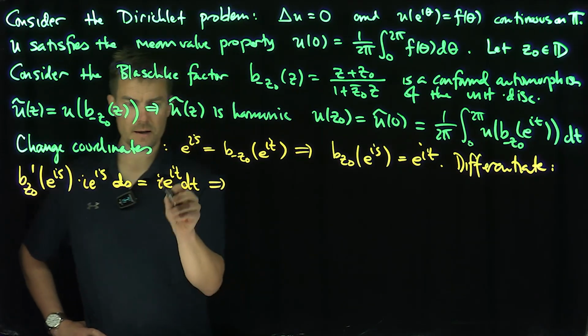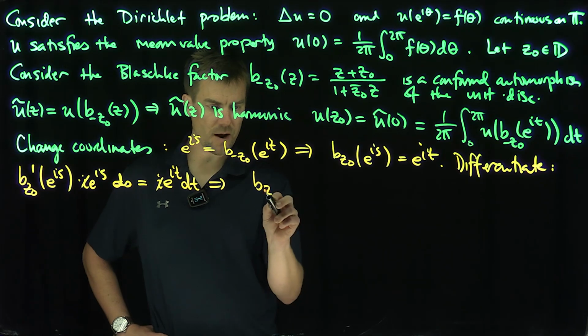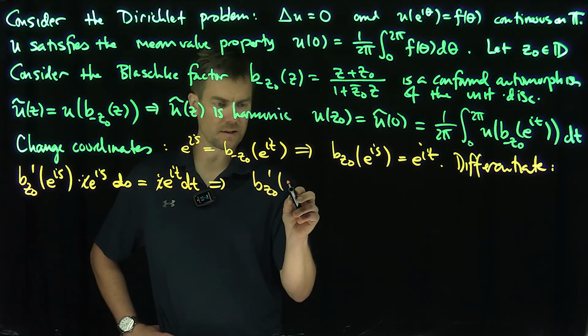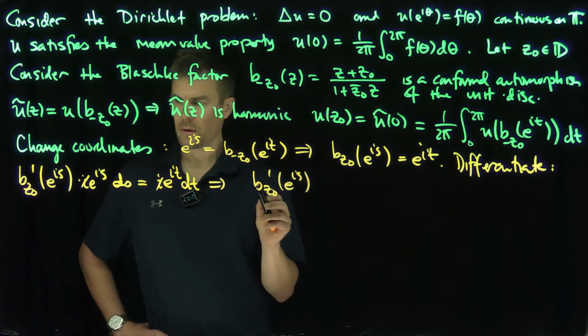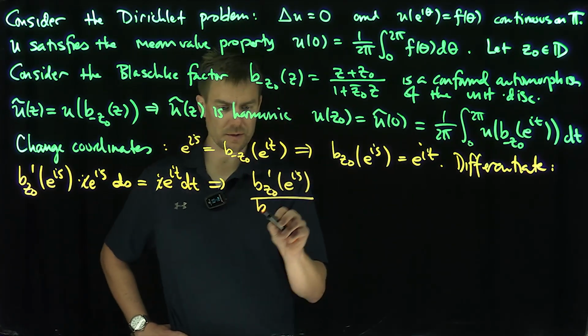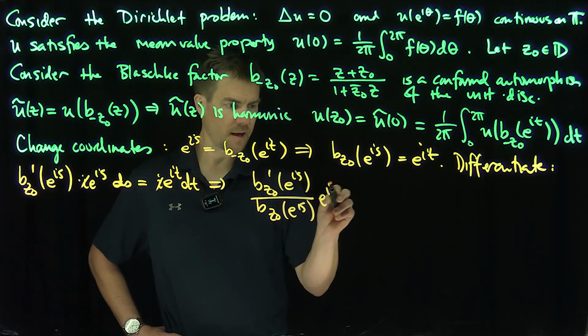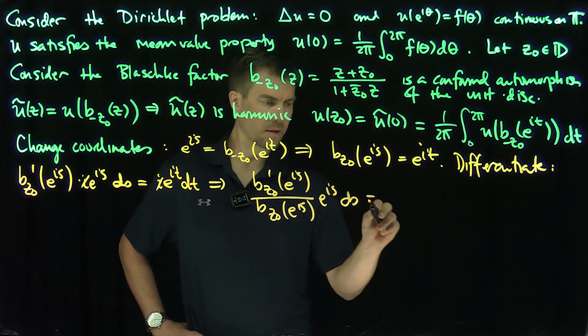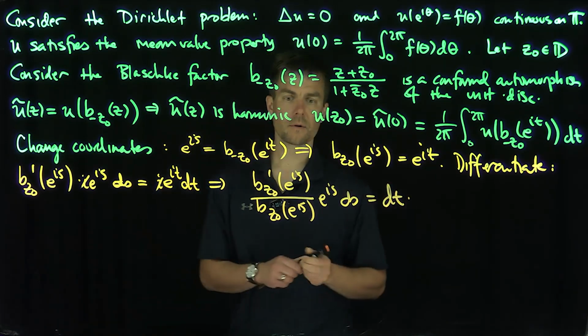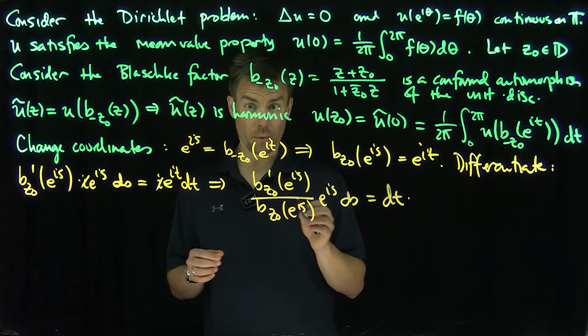So I can cancel out the i, and so that says that b_{z0}'(e^{is}) over e^{it}, which is b_{z0}(e^{is}) ds, is equal to dt. Okay? Great. Now, what's happening over here is that this is a very important quantity.